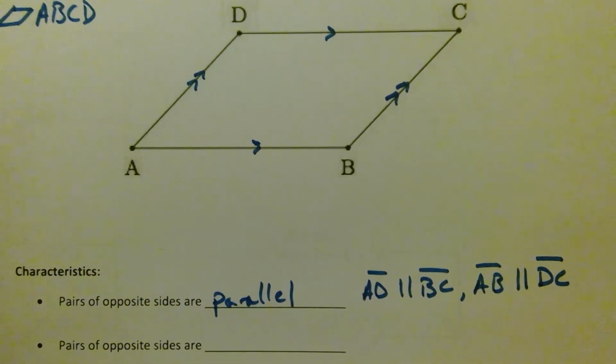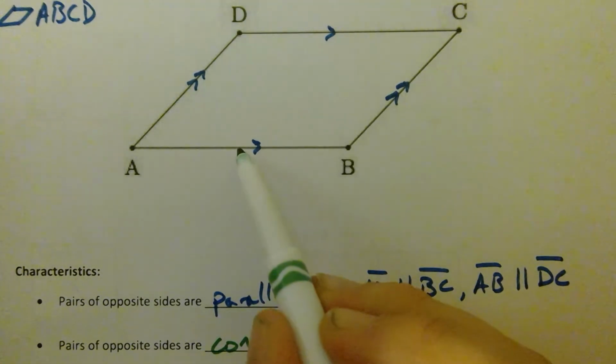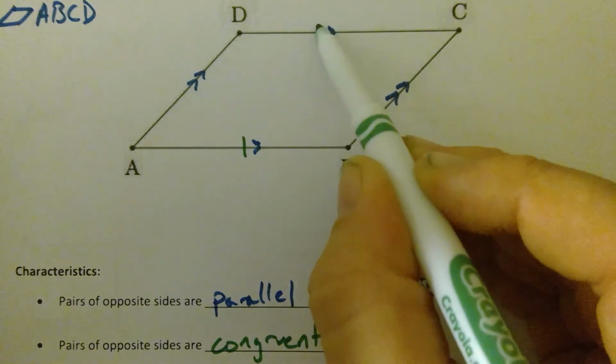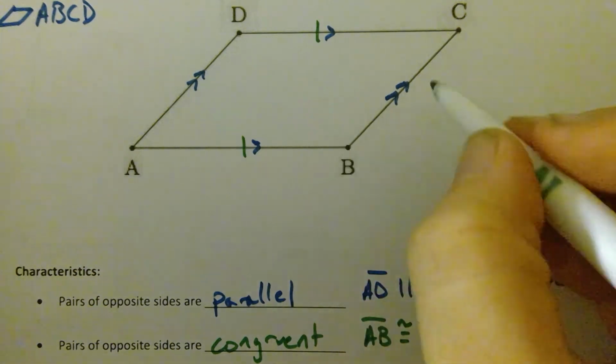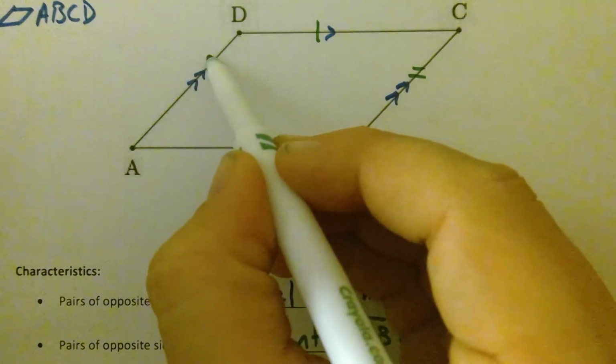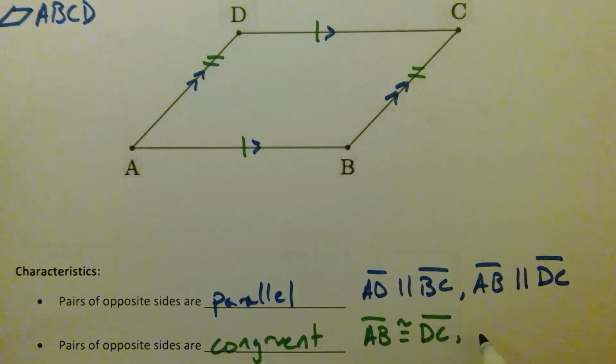We also know that opposite sides are congruent. Okay? So what that means is that AB and DC are congruent. Okay? Now notice how I'm continuing to use my markings. Okay, so one mark is congruent to one mark. And then I'll have two marks over here and then two marks over here. So I can now make the statement that AD is congruent to BC. Okay?